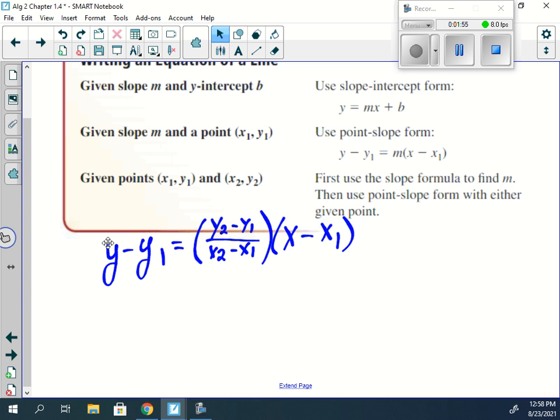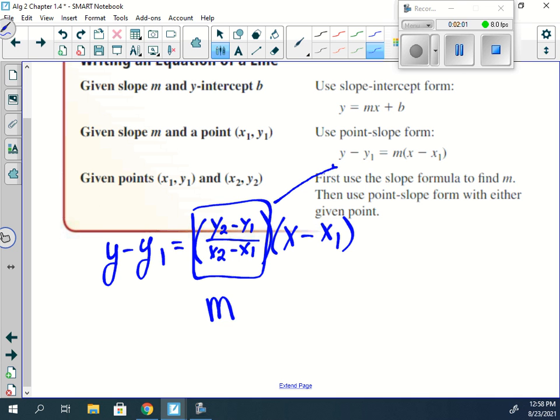This equation has a lot going on, so you're better off just using the slope formula to find the value of m and then going back to our point-slope form, because it's the same thing. They just plugged in the equation for slope in for m. So it really doesn't add anything to it. It just makes the equation a little more complicated. Any questions on this so far?